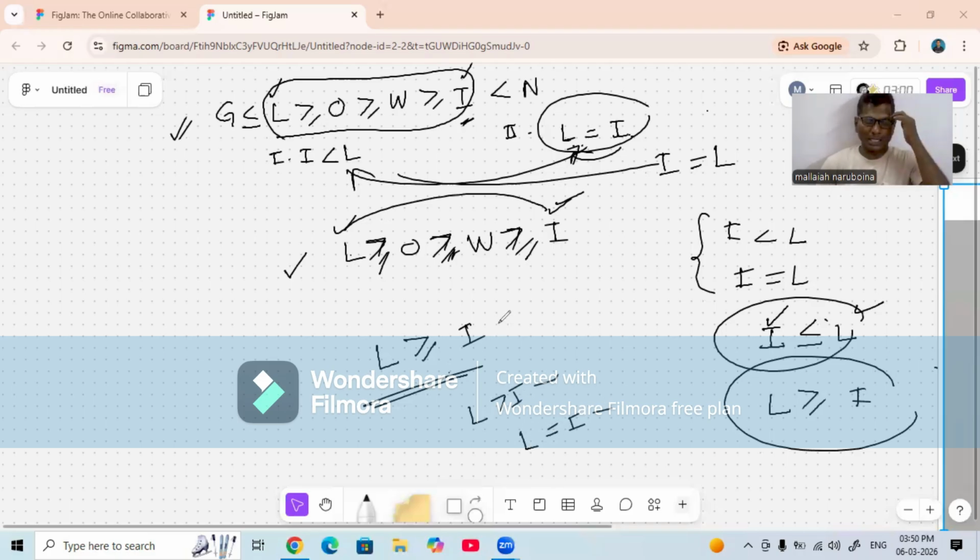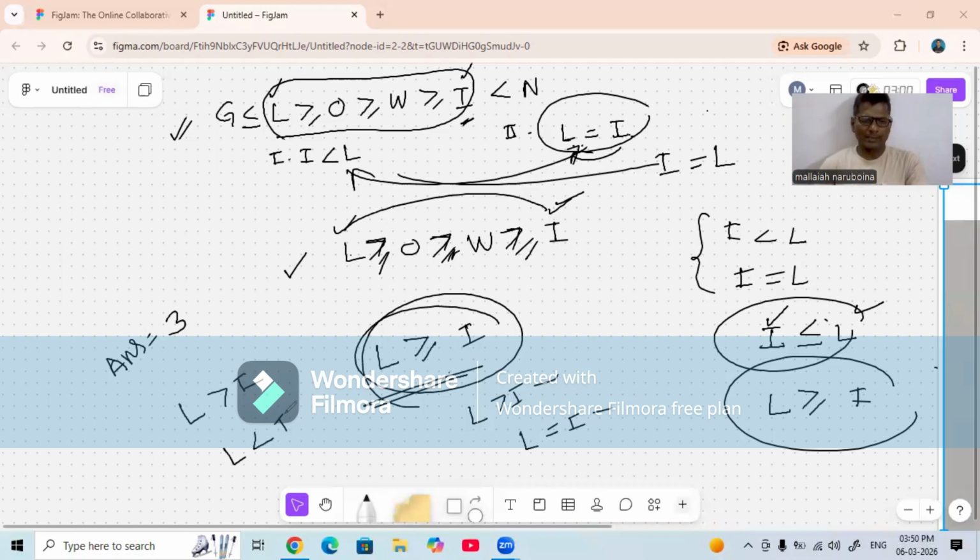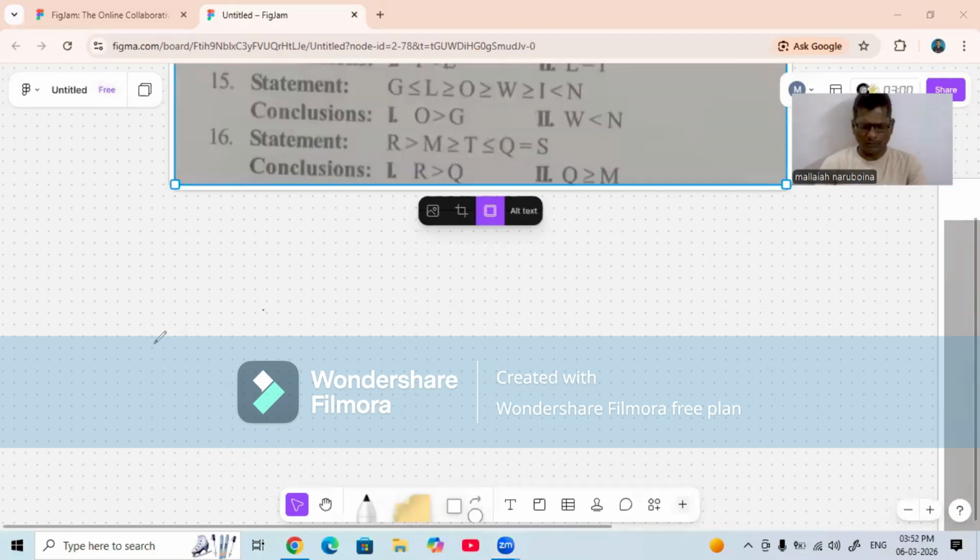When we get this type of condition, your answer is 3. Your answer is either-or. That means either 1 follows or 2 follows. That means L greater than I or L less than I. Right. So either conclusion 1 or 2 follows. So answer is 3. Now let us solve question number 15.